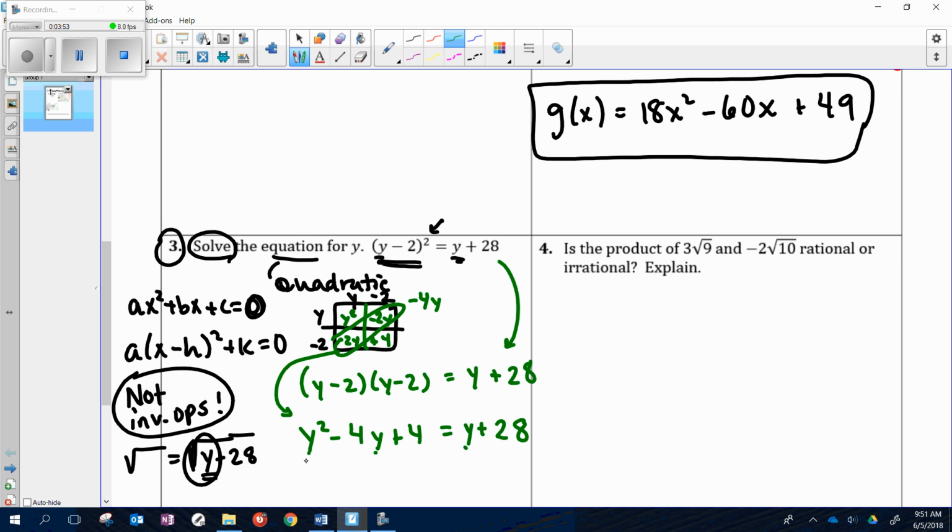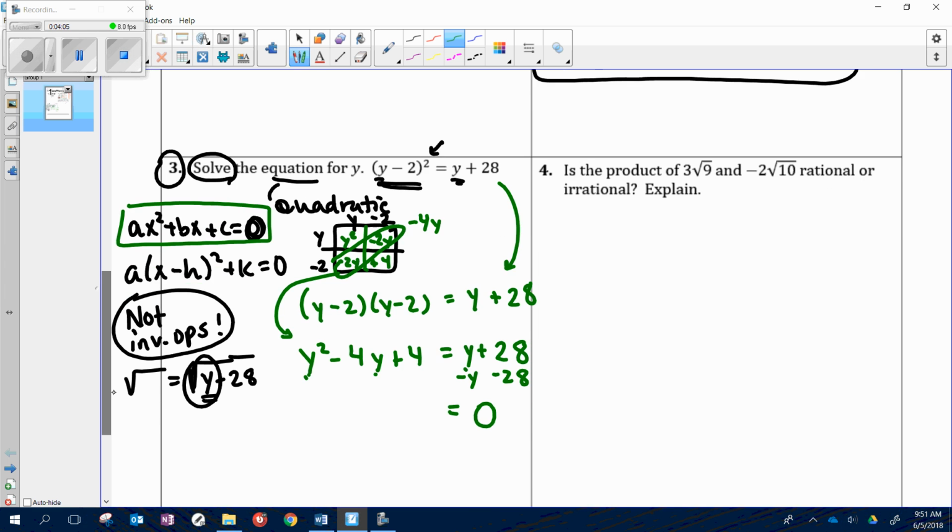I'm still noticing there's y's everywhere. I need to combine like terms. I am going for this form. So I'm going to subtract y and subtract 28 to get my 0 on the right-hand side. Subtract y, subtract 28. So now I have y squared minus 5y minus 24.